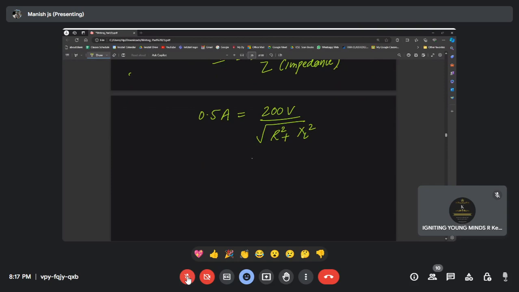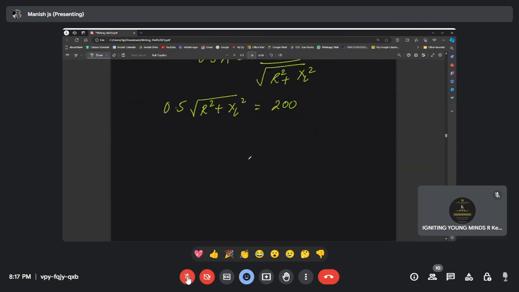So when you use this particular relationship, here we only wanted the inductance. We don't want inductive reactance as such, so we only need that particular data. Therefore, go for a rearrangement. 0.5 times root R square plus XL square is equal to 200. Now I want to remove the root. So what can I do if I want to remove the root? You need to square on both sides. So square on both sides. What do you get if you square on both the sides?